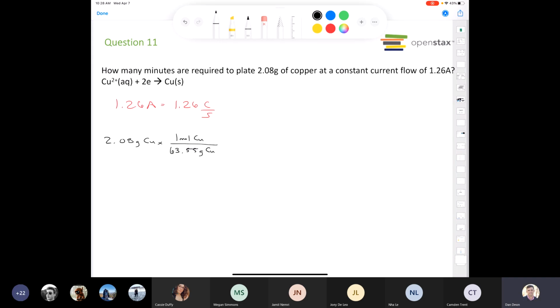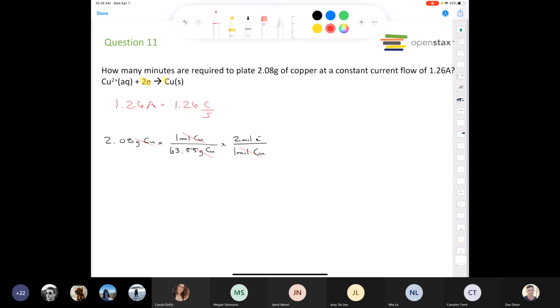What's the process that's happening here? It's copper 2 plus 2 electrons. That means that for every 1 mole of copper that I produce, I need 2 moles of electrons to do it, don't I? Look, 2 moles of electrons to make 1 mole of copper. If I was to stop here, grams of copper cancel, moles of copper cancel, and I would have moles of electrons.